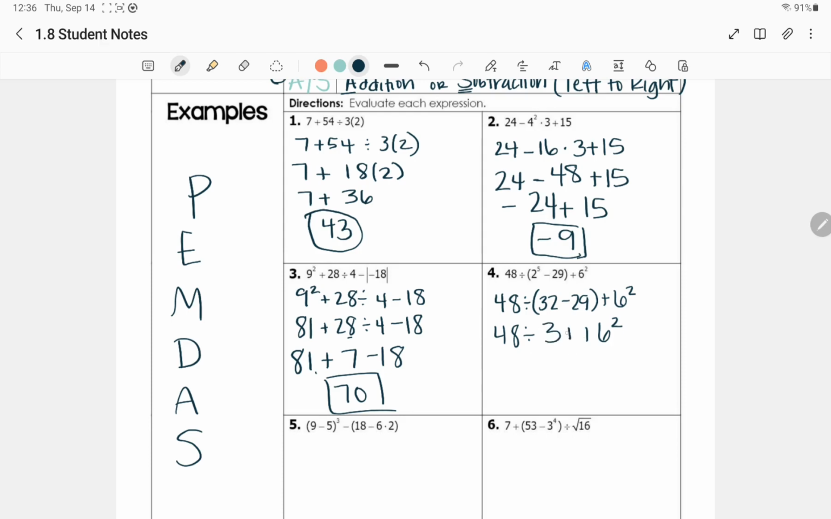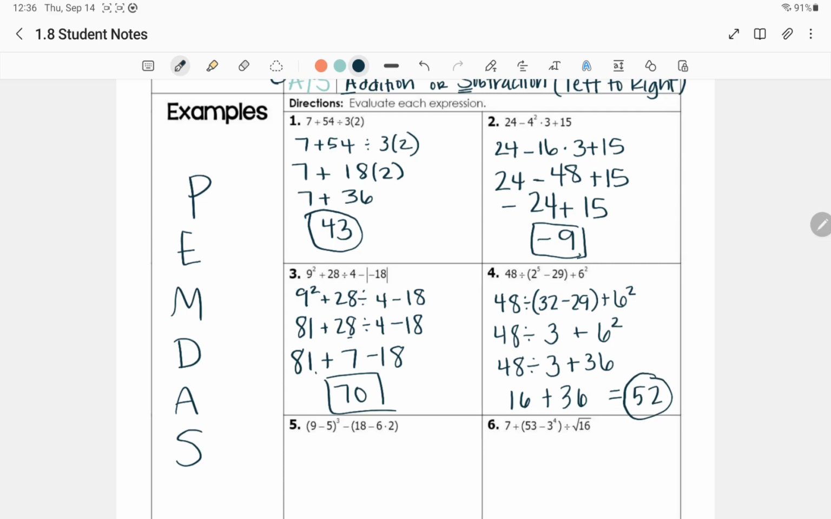Let's fix that. 48 divided by 3 plus 6 squared. All right, 48 divided by 3 plus, and 6 times 6 is 36. All right, and then I see division first, so 48 divided by 3 will give me 16, plus 36 will equal 52.